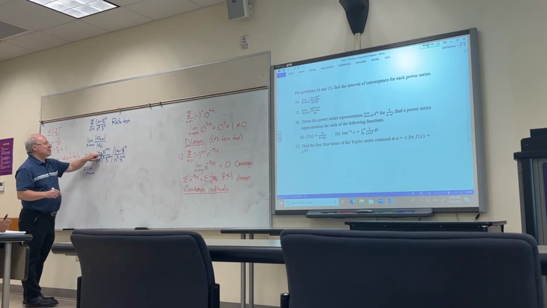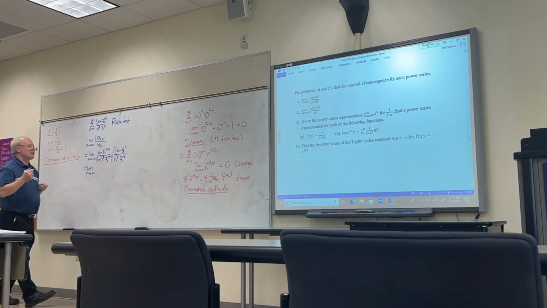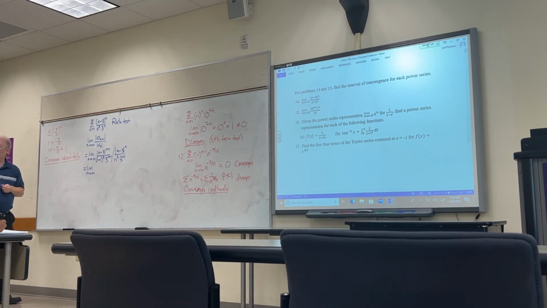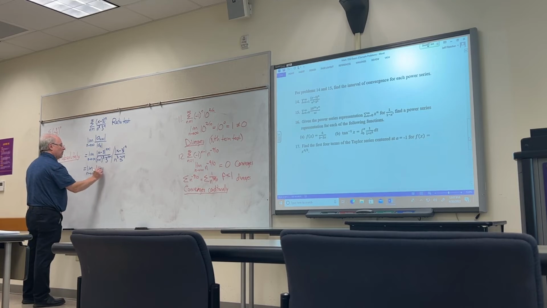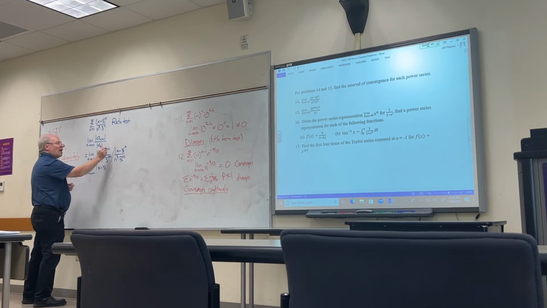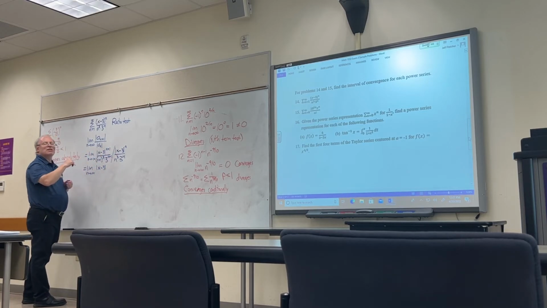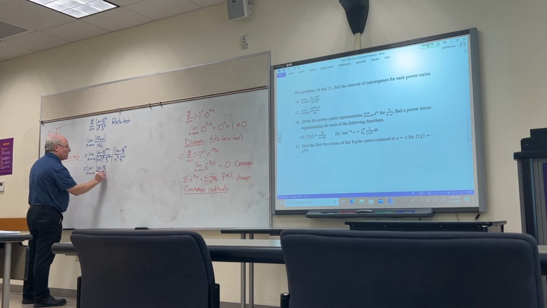So what's absolute value of x minus 3 to the n plus 1 divided by absolute value of x minus 3 to the n? So it's absolute value of x minus 3 to the power of n plus 1 minus n. Remember, to divide powers of the same base, we subtract the powers. It'll just be the one, so it's just to the first power. So it's just absolute value of x minus 3.